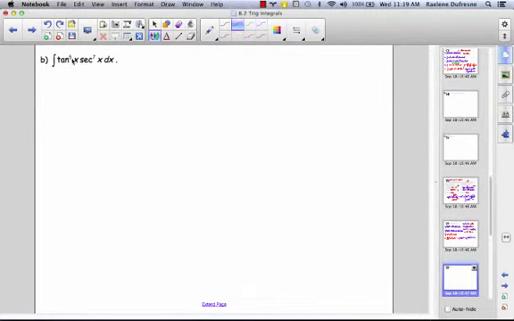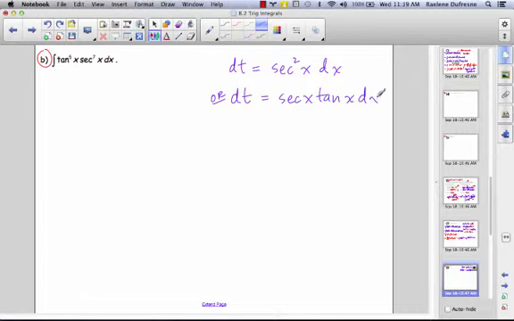Okay, I'm going to leave you to try part B on your own, keeping in mind that you really have two possibilities for dt. dt will either equal secant squared x dx, or dt will equal secant x tangent x dx. And we also have to take into consideration that the Pythagorean identities involve even exponents on tangent and secant. So with these facts, how can you proceed without memorizing a formula?